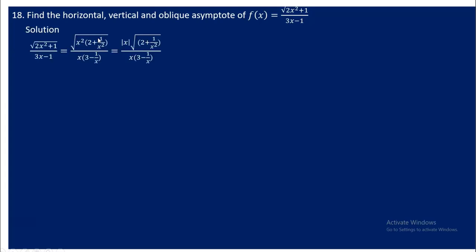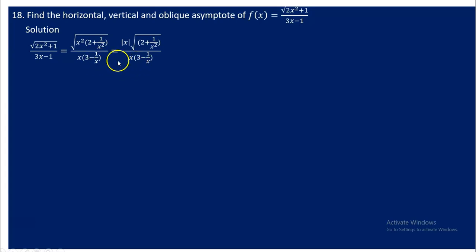Before we directly jump into the asymptotes, first let's see how we can rewrite this expression. The given one is the square root of 2x squared plus 1 over 3x minus 1. Let's take x squared as a common factor out of the radical expression in the numerator. So you are left with 2 plus 1 over x squared. We know that the radical of x squared is the absolute value of x, and the square root of 2 plus 1 over x squared is left. And here I took x as a common factor out, and then 3 minus 1 over x is going to come.